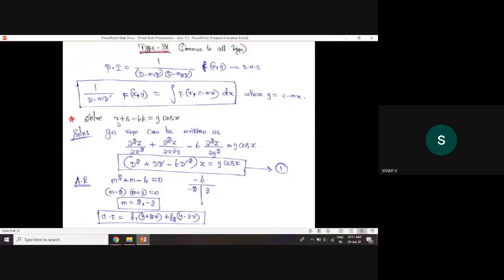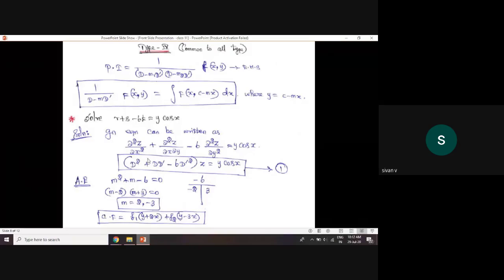So, first problem: solve r plus s minus 6t equal to y cos x. Students, can you remember, r means second derivative with respect to x, s means the mixed second derivative, and t means second derivative with respect to y. So r plus s minus 6t equals y cos x. Therefore the given equation can be written as del square z by del x square plus del square z by del x del y minus 6 into del square z by del y square equals y cos x.